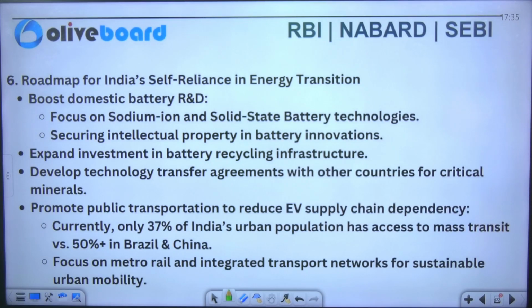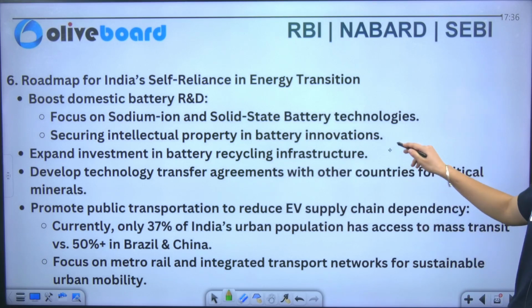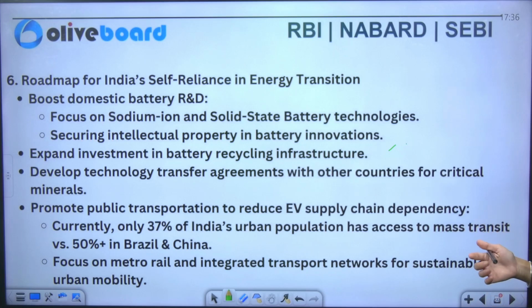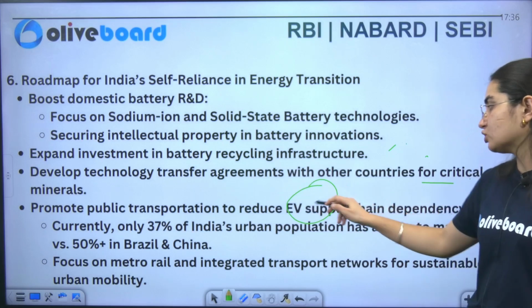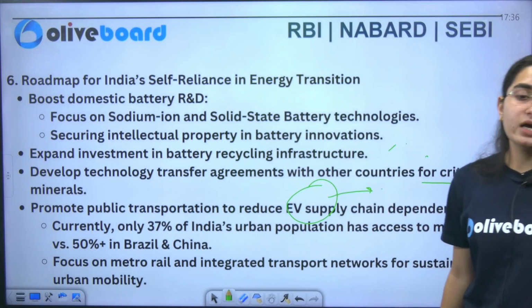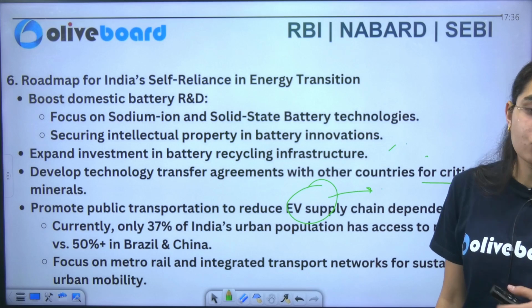Now what is the roadmap for India's self-reliance in the energy transition? One is that it will boost your domestic battery growth. If I specifically talk about research and development, focus on sodium ion and solid state battery technologies is very important. Expansion of investment in battery recycling infrastructure is also very important. Development of technology transfer agreements with other countries for critical minerals is also very important. And we need to completely focus on our public transportation, where we should adopt EVs as much as possible.